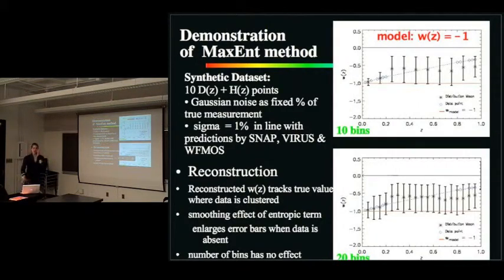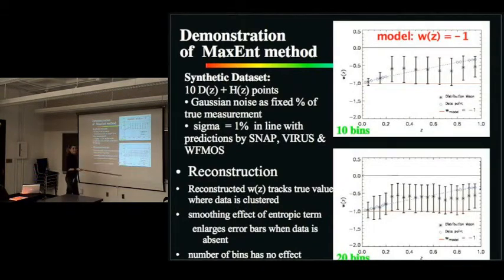Okay, so before applying it to the data, we had to see whether it actually worked. This involved generating a synthetic data set. We generated measurements of the angular diameter distance and the luminosity distance, and we added Gaussian noise with a fixed percentage of the true measurement. Initially, we started with a sigma of 1%, in line with predictions, but we do realize that is quite optimistic. Essentially, we've taken a known equation of state, which is smoothly varying, such as this, which is the true equation of state.